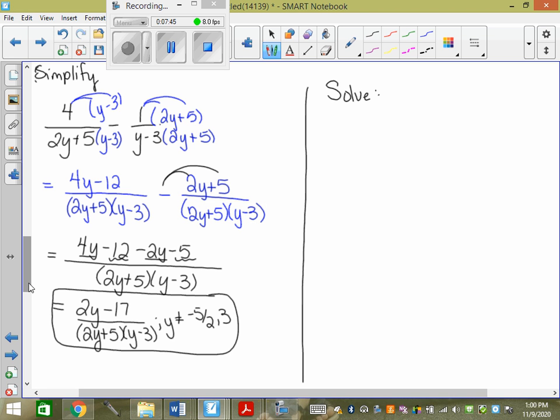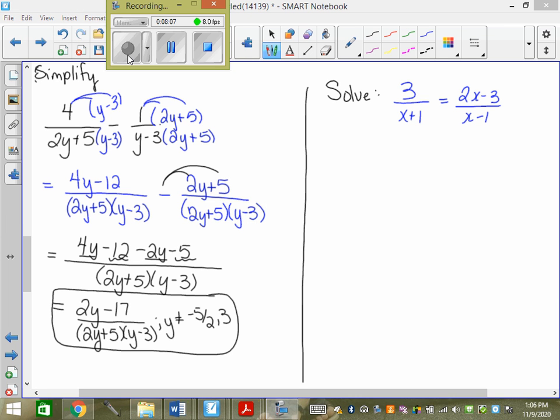So, when we solve, do we get rid of the denominators or not? Yeah, we do. This is the only time you get rid of the denominators. We have 3 over x plus 1 equals 2x minus 3 over x minus 1. The first thing you need to do when solving or adding and subtracting is get common denominators. So you have to multiply this one by x minus 1 over x minus 1, and this one by x plus 1 over x plus 1.